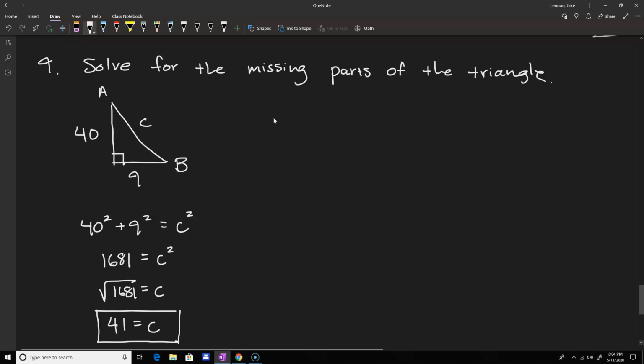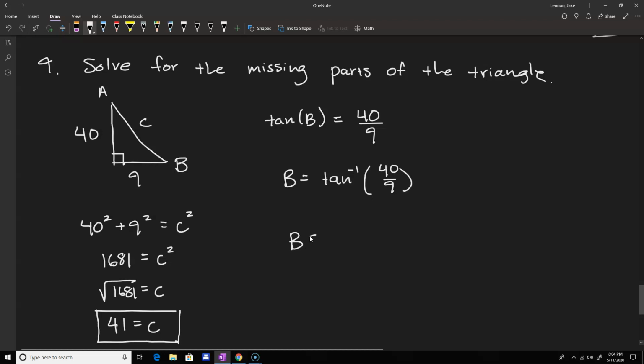So let's just take the tangent of B, let's say. If we do the tangent of B, that ratio should be the opposite side to B, which is 40, divided by the adjacent side to B, which is 9. So to find B, we just use the inverse tangent button in our calculator. So the inverse tangent of 40 over 9 will come out to an angle.